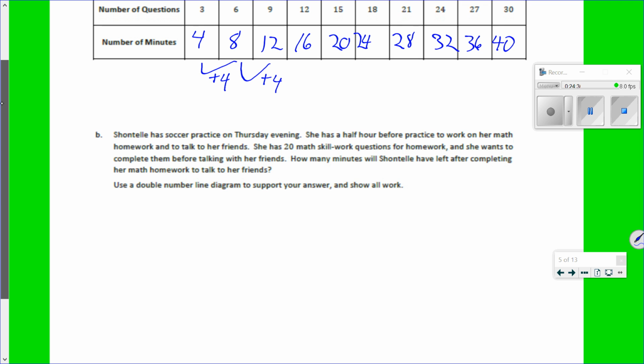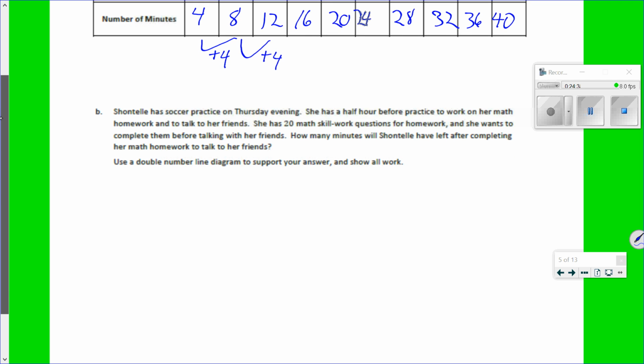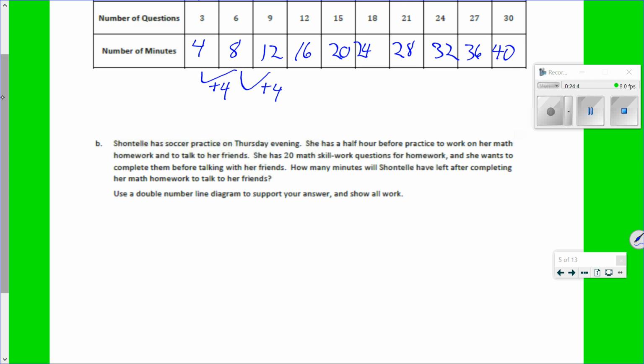All right. So the problem we have here on part B is Chantel has a soccer practice on Thursday evening. She has a half an hour before practice to work on her math homework and to talk to her friends. She has 20 math skill work questions for homework, and she wants to complete them before she talks to her friends. How many minutes will Chantel have left after completing her math homework to talk to her friends? Use a double number line diagram to support your answer and show all your work.